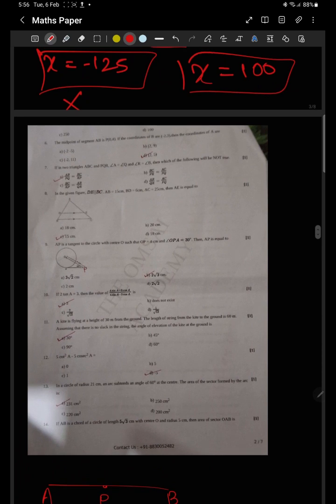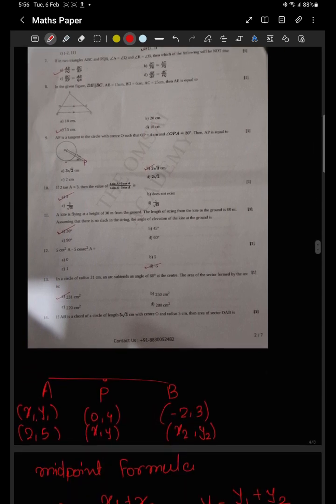So my correct option is 2 comma 5. I hope you understood this. Okay, so now let's move towards question number 7.